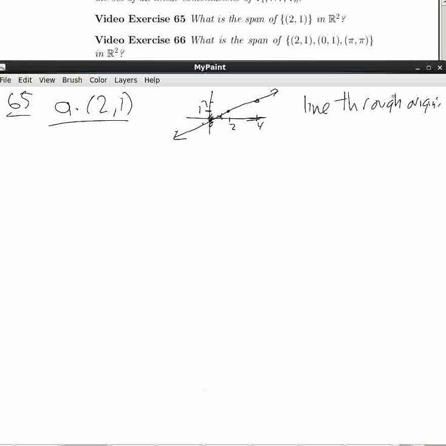And what line is it? We can actually even be more specific. We say that y is equal to 1/2 x. So that would be the span, everything on that line.